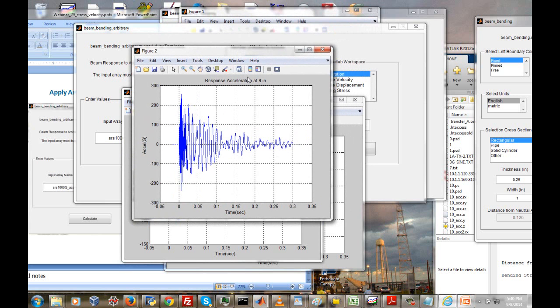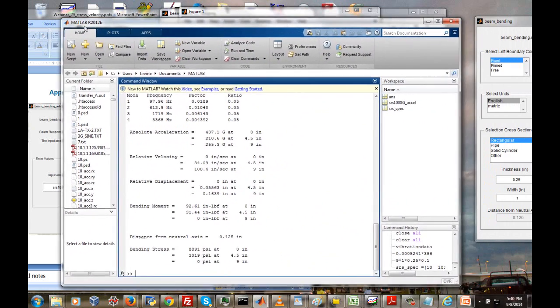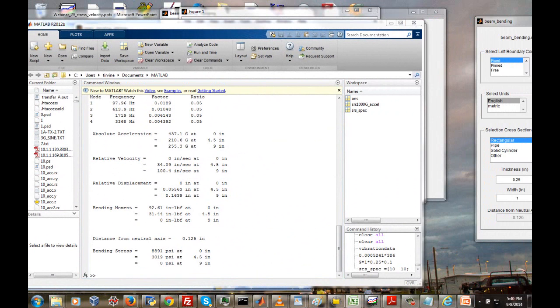And here's our response acceleration. This is, again, a single mode response, but some of the high frequency energy is propagating through from the source, which is the base excitation. Now let's go to our command window.